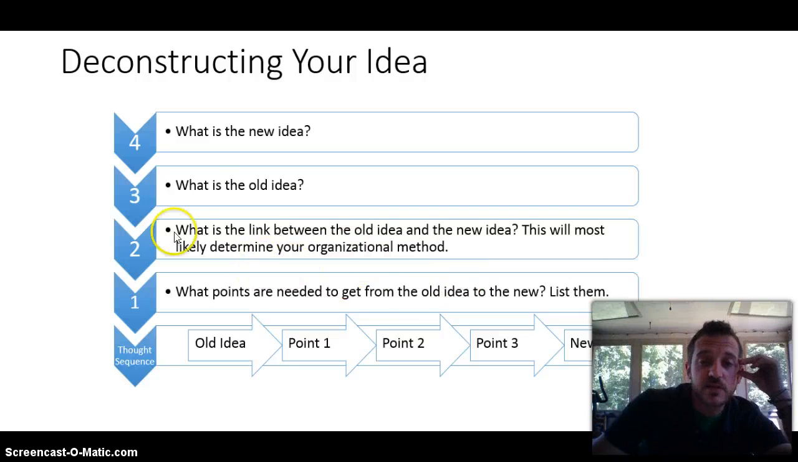This will most likely determine your organizational method, and then what points are needed to get from the old idea to the new. So, think of old idea, point 1, point 2, point 3, 4, 5, 6, 7, 8, and eventually you get to the new idea. This will help you figure out the organizational method.